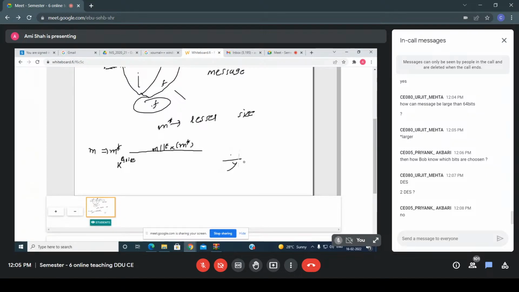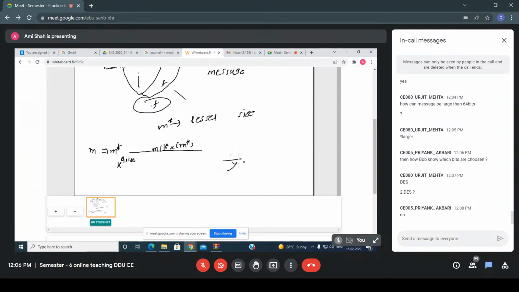Now on Bob's side, what happens? Bob performs the decryption with the same key. So Bob gets the M star, and also, when I'm sending M, as I told you, some function is applied, and based on that you get M star. Again here the same thing is done. The same function that is applied on this side is applied over here, and then you get the lesser size of message, right?